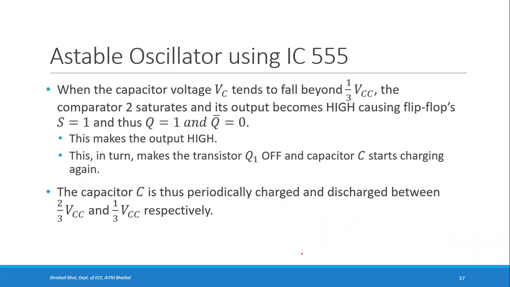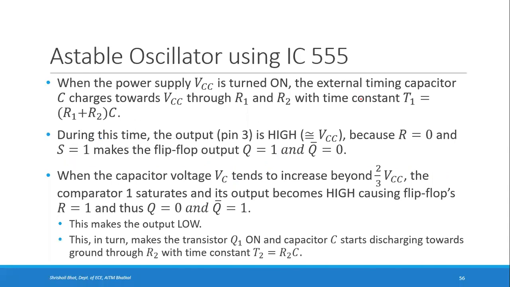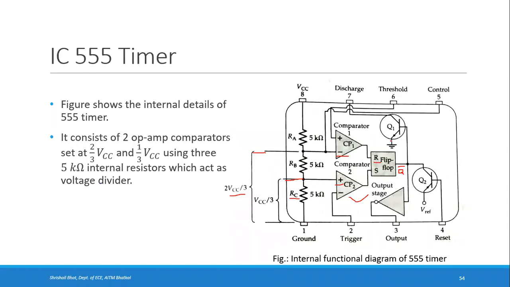Now when it is discharging, the voltage starts falling, right? Once it falls below 1/3 of VCC, the comparator 2 will saturate. Here there is another comparator which will compare the value of the voltage with VCC by 3, that is 1/3 of VCC. If it falls below 1/3 of VCC, the comparator 2 will saturate. When it saturates, it becomes 1. If this becomes 1, then pin number S becomes 1.